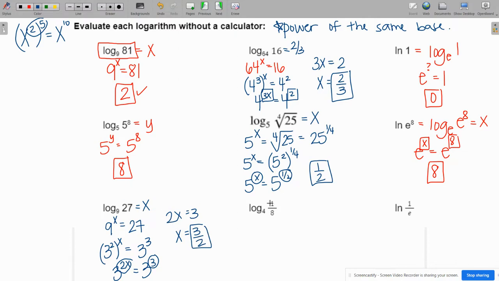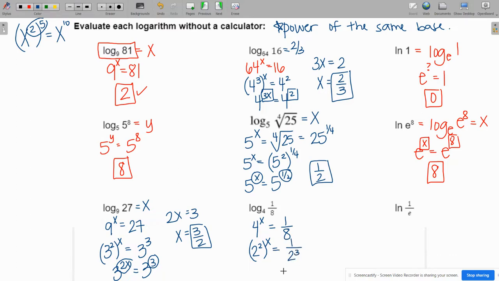Sometimes we take a logarithm of a fraction. So if we want to take the log base 4 of 1/8, we're asking ourselves 4 to what power is 1/8? Again, I might not know it off the top of my head, so how could we rewrite both of these sides as powers with the same base? Well, 4 and 8 are both powers of 2, so I could say 4 is 2 squared, and then over here we would have 1 over 2 cubed.